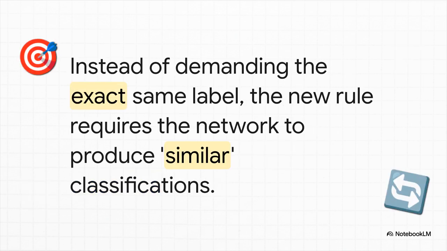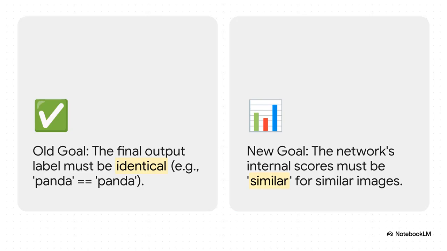So that leads us to attempt number 3, and this one is a bit of a mind bender. What if we've been focused on the wrong thing this whole time? Instead of demanding the final one-word label be the same, what if we require the AI's internal reasoning to be similar for similar images? This is a much more sophisticated approach. We're not just looking at the final answer anymore. We're looking at the AI's internal list of scores for all possible classes. The new goal is to keep that whole list of probabilities stable when an image changes just a little. It's a better solution, but it really shows you just how deep this rabbit hole goes.